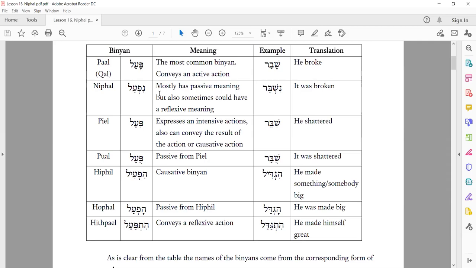The next one is Piel. And it's very difficult to explain the meaning of Piel, and even scholars are confused about it. But the most common explanation of Piel is that this is an intensive action. So it is more intensive than the action expressed by Pa'al. If we take the same root, shavar, and we put it in Piel, it will mean he shattered into pieces, not just broken, but smashed into pieces. So it is a more intensified action.